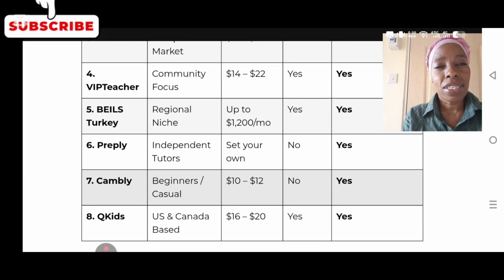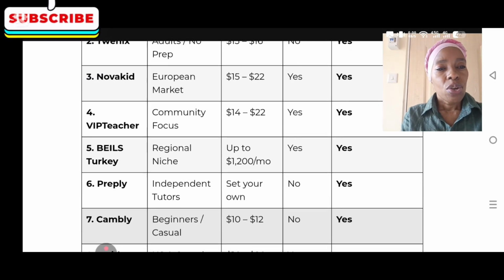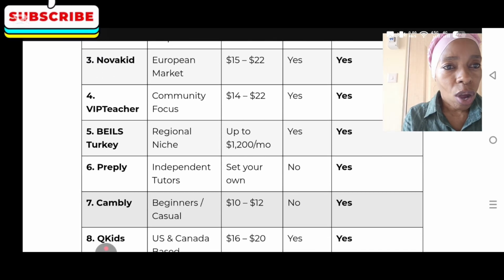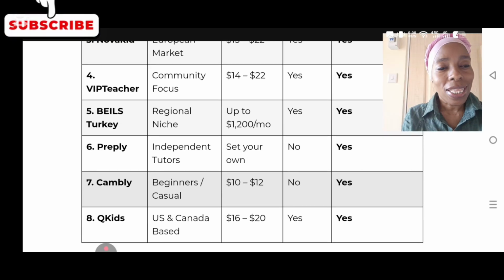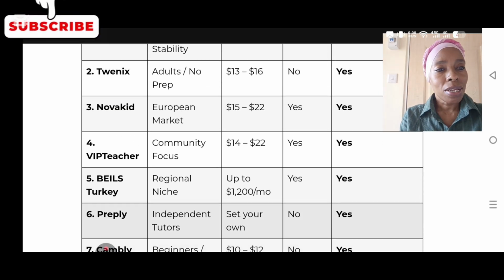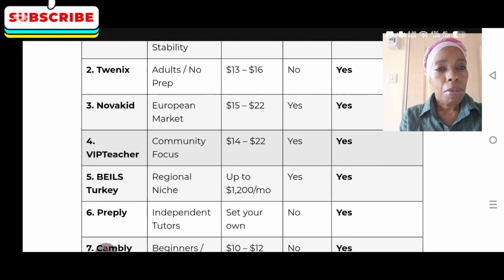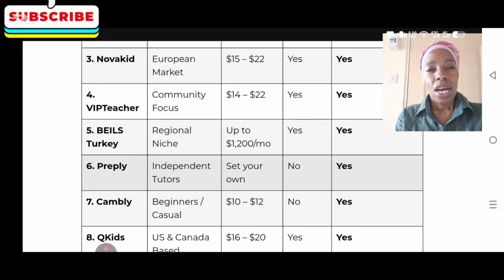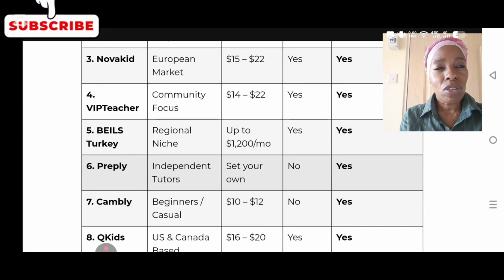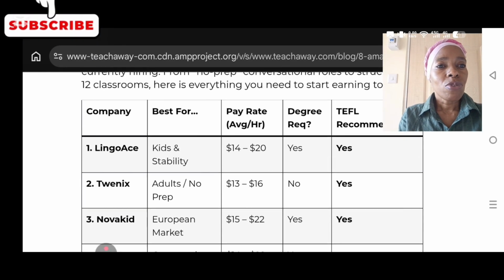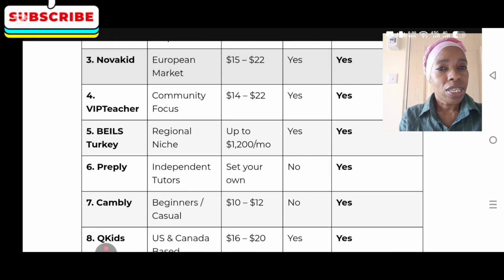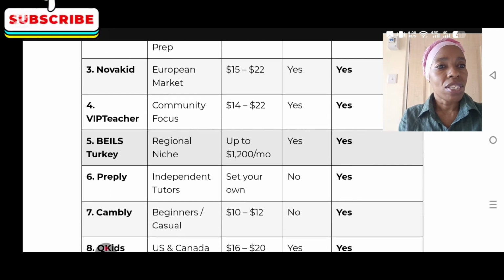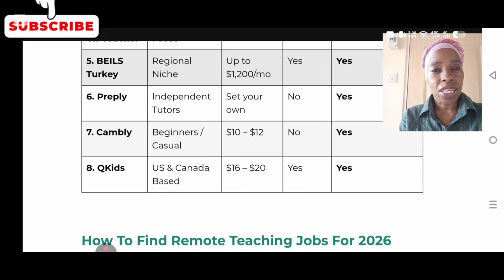Then we have Bales Turkey. It's a regional niche. You're going to be paid around 1,200 per month. That is, I think, Turkey money. And then, of course, per month, yes, it's dollars. With Bales Turkey, you're going to be paid around $1,200 per month, and of course, yes, they want you to have a degree, and yes, they expect you to have a TEFL certificate.